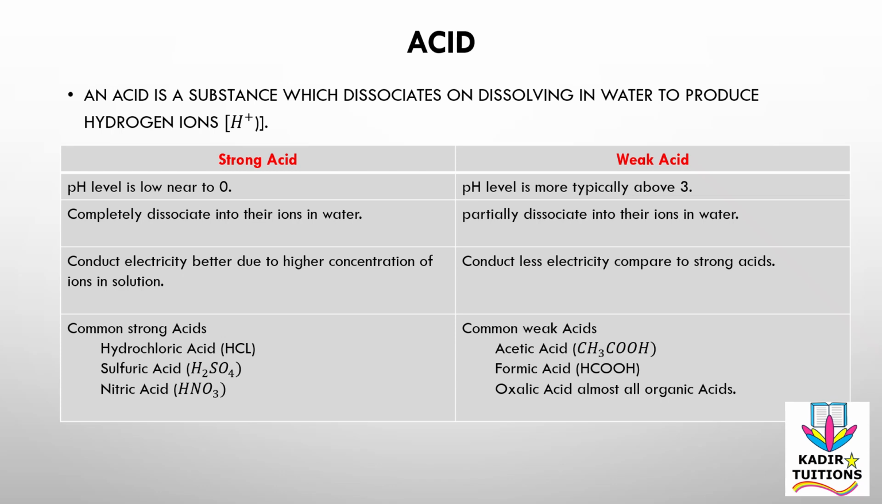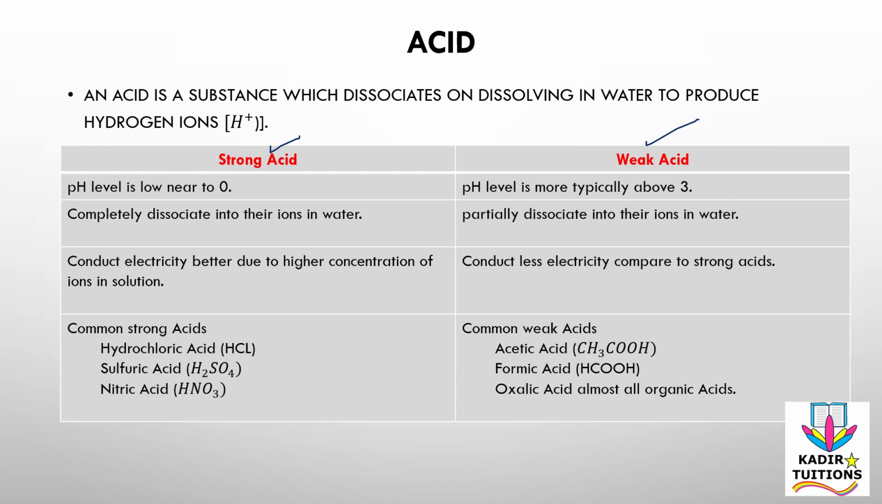The first concept we are going to see is an acid. What is an acid? We take one substance and put it in water. The substance is going to dissociate and produce certain ions in the water. If it is producing hydrogen ions, then we can say the particular substance is an acid. And again, this acid is of two types, strong acid and weak acid. What does strong acid mean? Based on pH we can classify.